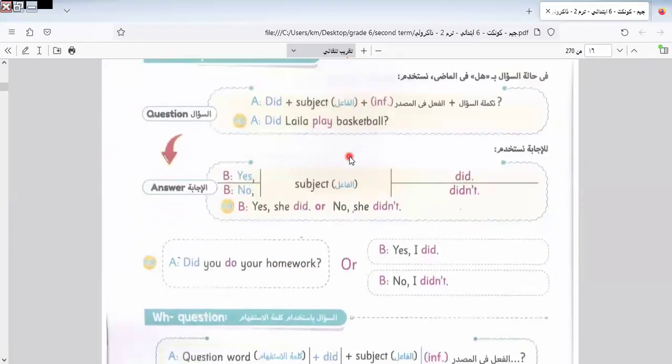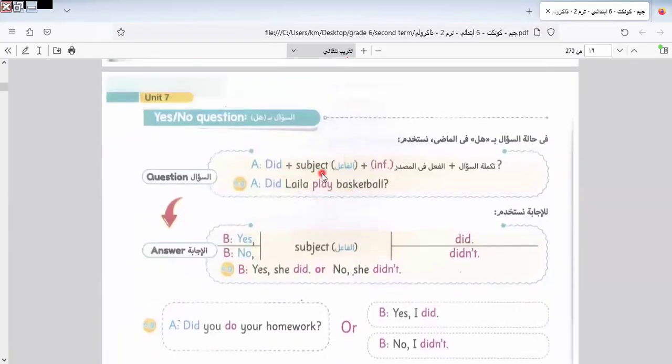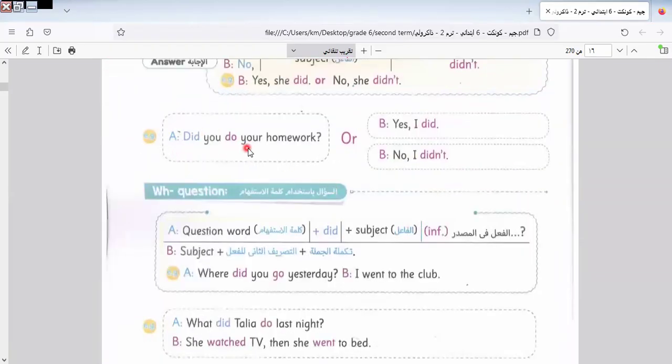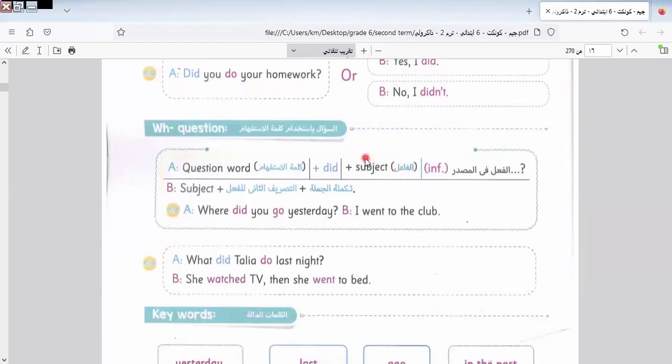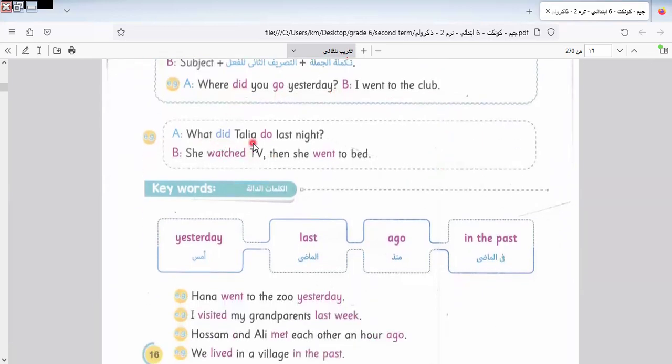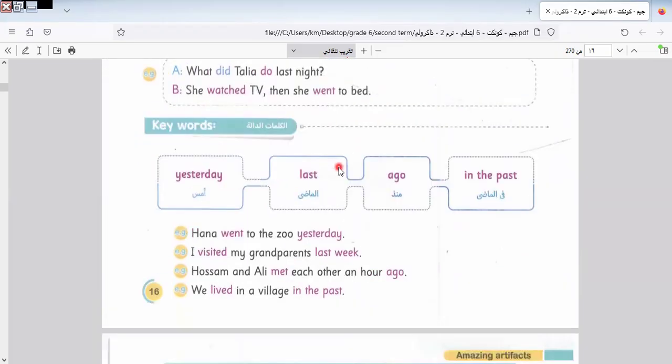Let's go to another one. Here we have did plus subject plus the infinitive form. Say, did Layla play basketball? Yes, she did, or no, she didn't. Did you do your homework? Yes, I did, or no, I didn't. Here we have a WH question. Where did you go yesterday? I went to the club. What did Talia do last night? She watched TV, then she went to bed.